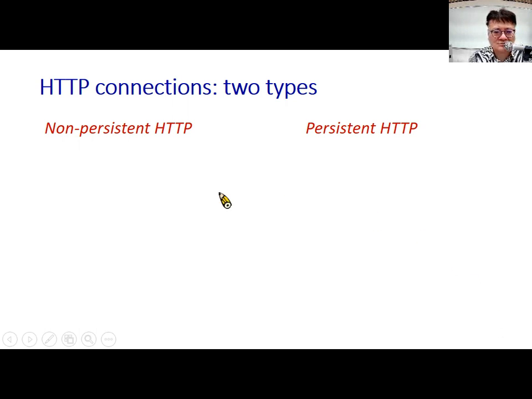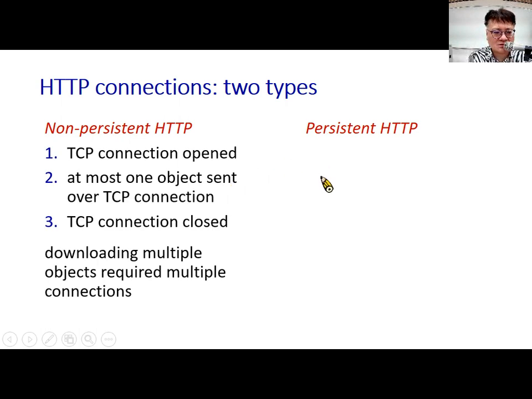So what can we do? In HTTP connections, there are two types: non-persistent HTTP and persistent HTTP. For non-persistent HTTP, first the TCP connection is opened, second at most one object is sent over the TCP connection, and third the TCP connection is closed. So downloading multiple objects requires multiple connections with non-persistent HTTP.